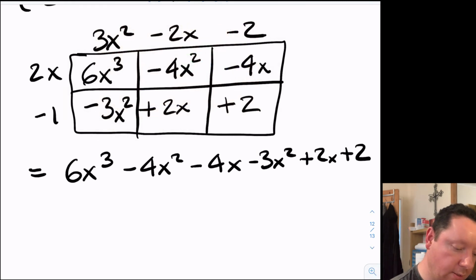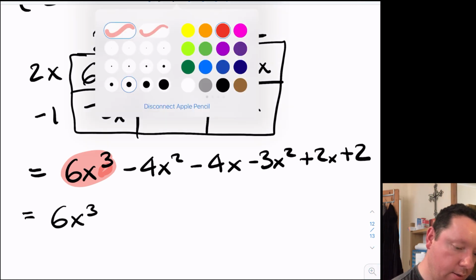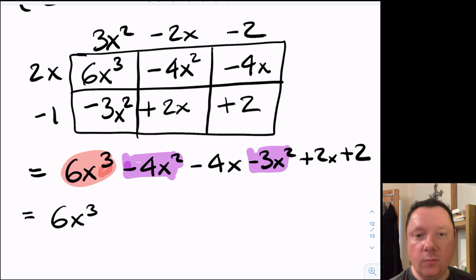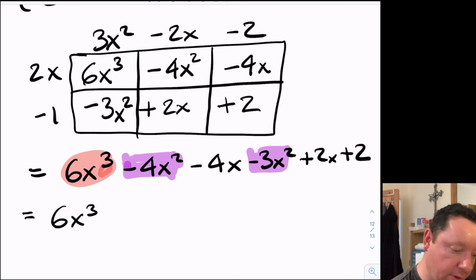So the first thing is 6x cubed. I look to see if there's any more x cubes. There shouldn't be, and there isn't. So I've got 6x cubed for my first one. Highlighter again. Minus 4x squared, and minus is important. Look for another x squared. Minus 3x squared. So the sum I'm doing is minus 4 minus 3, which is minus 7. So it's minus 7x squared.